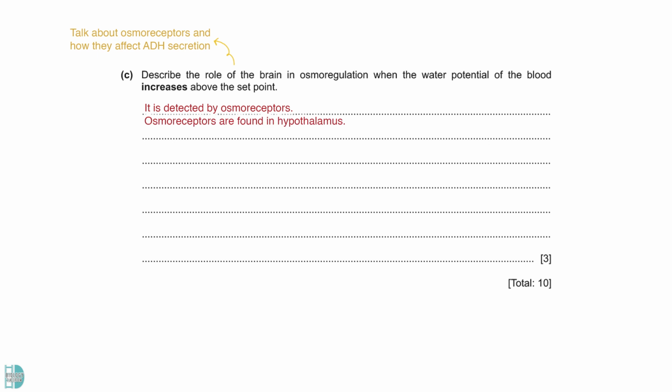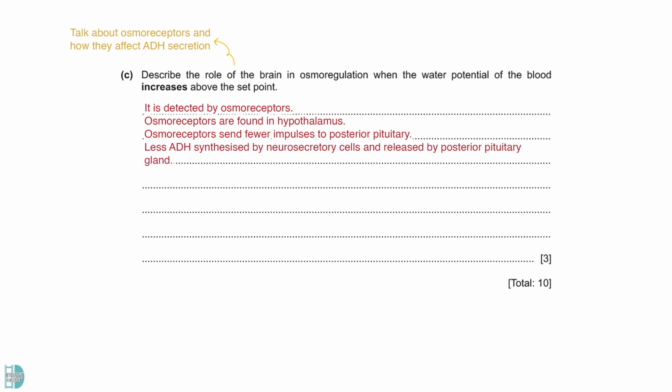These receptors are found in the hypothalamus. Osmoreceptors send fewer impulses to the posterior pituitary. This causes less ADH to be synthesized by the neurosecretory cells and released by the posterior pituitary gland.